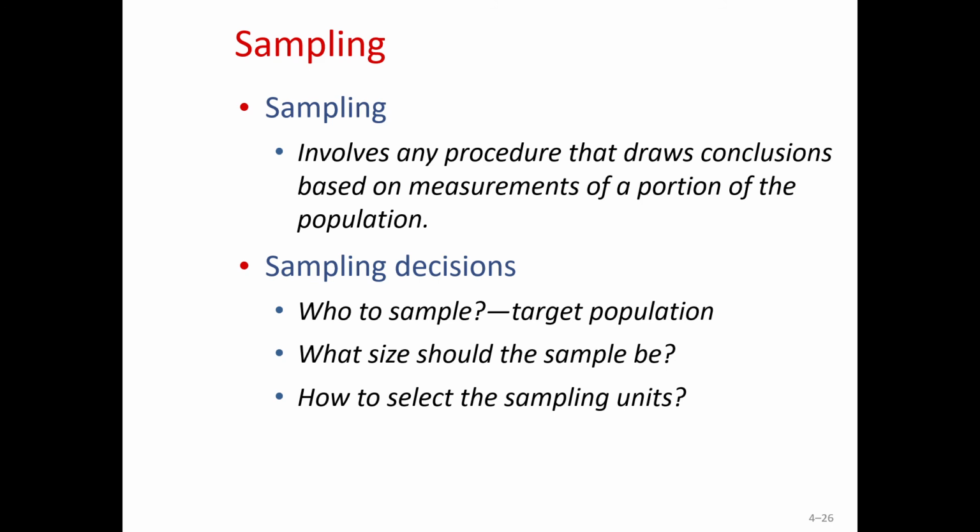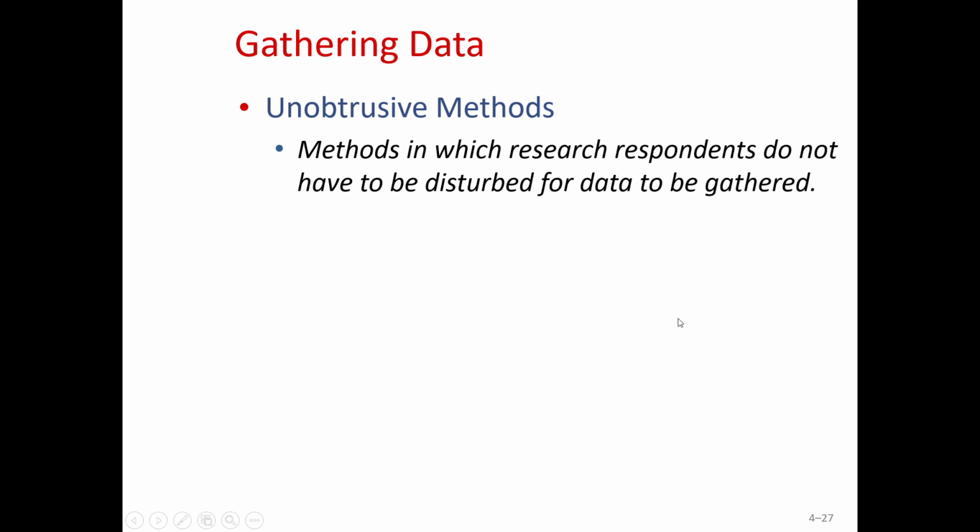Gathering data. The data gathering stage begins once the sampling plan has been formalized. Data gathering is the process of collecting data. Data may be gathered by human observers or interviewers, or they may be recorded by machines, in the case of scanner data or web-based surveys. Unobtrusive methods of data gathering are those in which the subjects do not have to be disturbed for the data to be collected. They may even be unaware that research is going on.